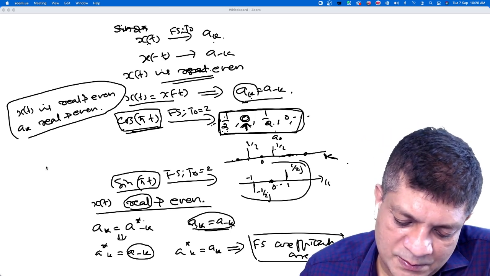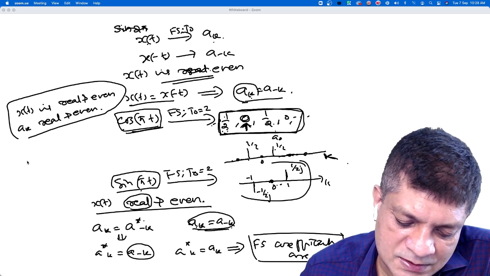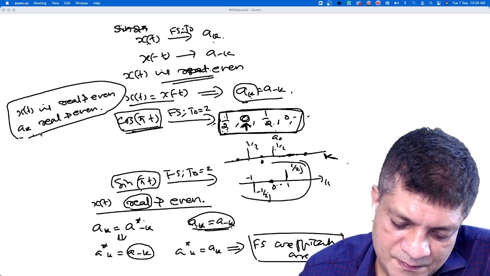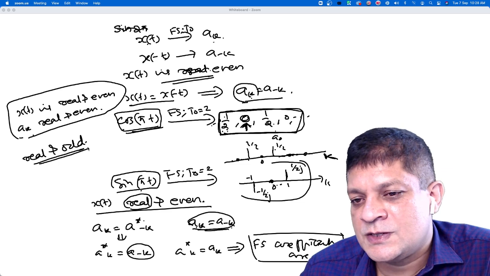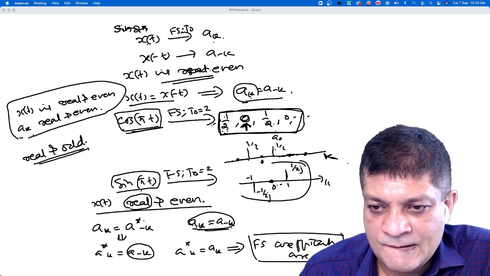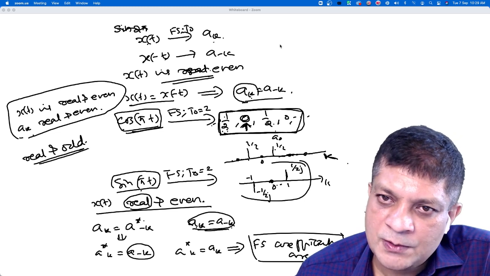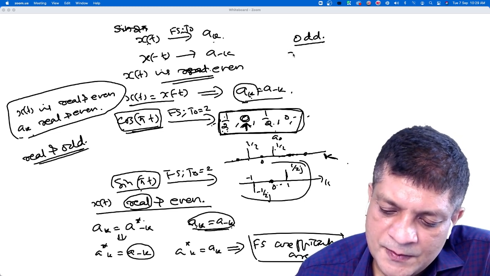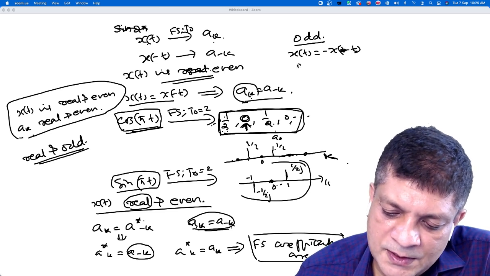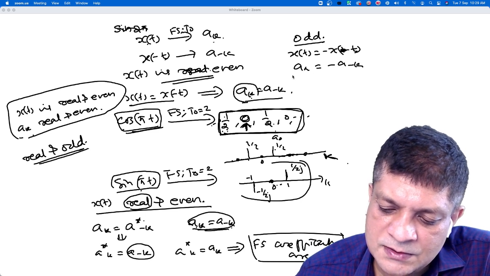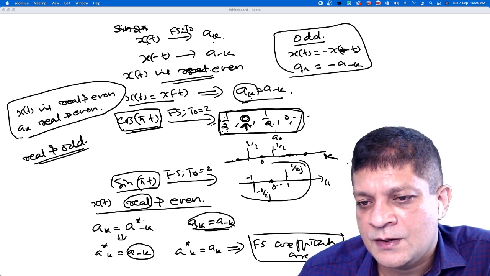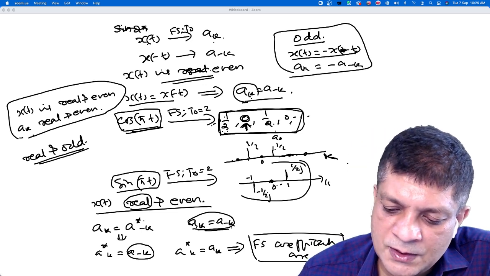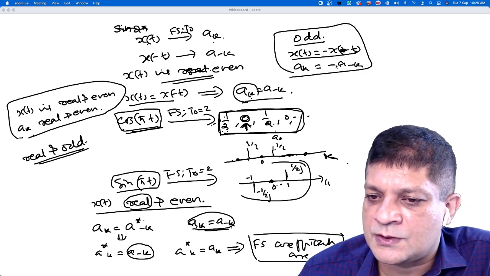Now what about an odd signal? If xt is real and odd, for an odd signal, what is the property? xt is equal to minus x minus t. That implies ak is equal to minus a minus k, isn't it? That is the property for an odd signal. That means if the signal is odd, the Fourier series coefficients are also an odd sequence.